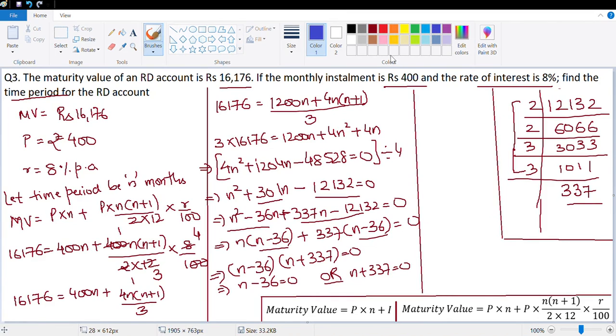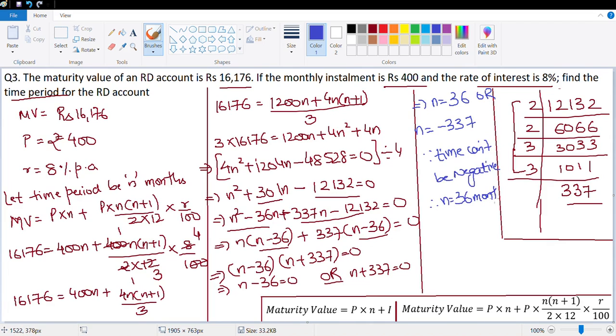Done. I have space here to write. What it means is n is equal to 36 or n is equal to negative 337. Now since time can't be negative, therefore n is equal to 36 months.